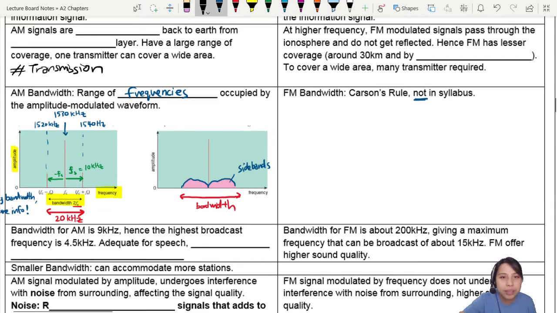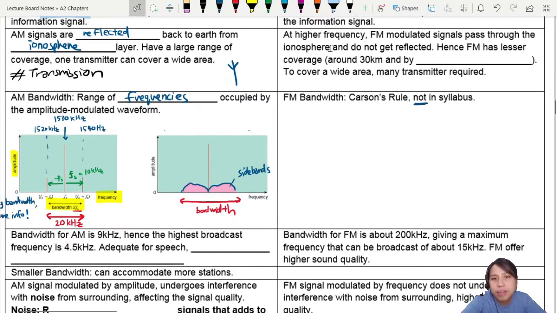So AM signals, the way they are sent is quite interesting. AM signals are reflected back to Earth from what we call the ionosphere layer in the sky. Our Earth has many layers when you go up. And it's reflected back. They have a large range of coverage because they can be reflected. You put one transmitter like that, and wow, it can cover a very large area because it bounces here, bounces there. I'll show you a picture later.